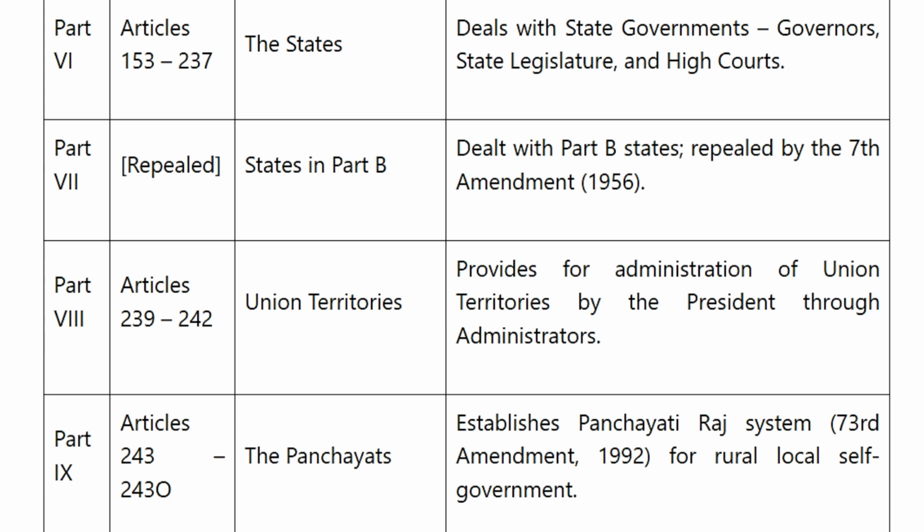Part 8, Articles 239 to 242. Union Territories. Provides for administration of Union Territories by the President through administrators. Part 9, Articles 243, 243O. The Panchayats. Establishes Panchayati Raj System, 73rd Amendment, 1992, for rural local self-government.